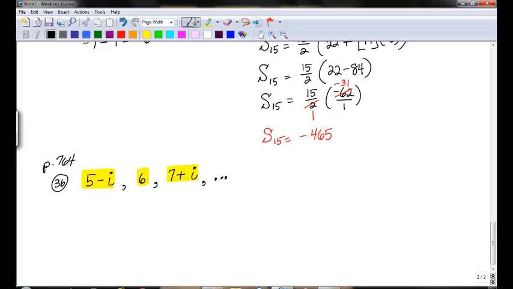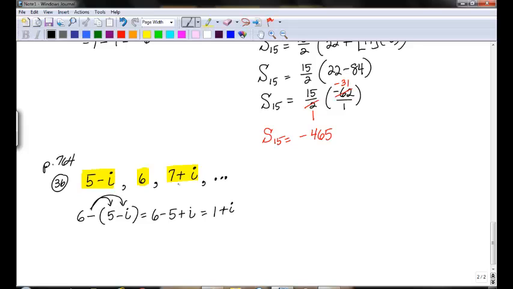First, you have to decide if it's arithmetic. To decide if it's arithmetic, you take the second term minus the first term. Now, look up here for a minute. When you take that second term minus the first term, put it in parentheses. You have to distribute that sign. So we'd have 6 minus 5 plus i, so you'd have 1 plus i.